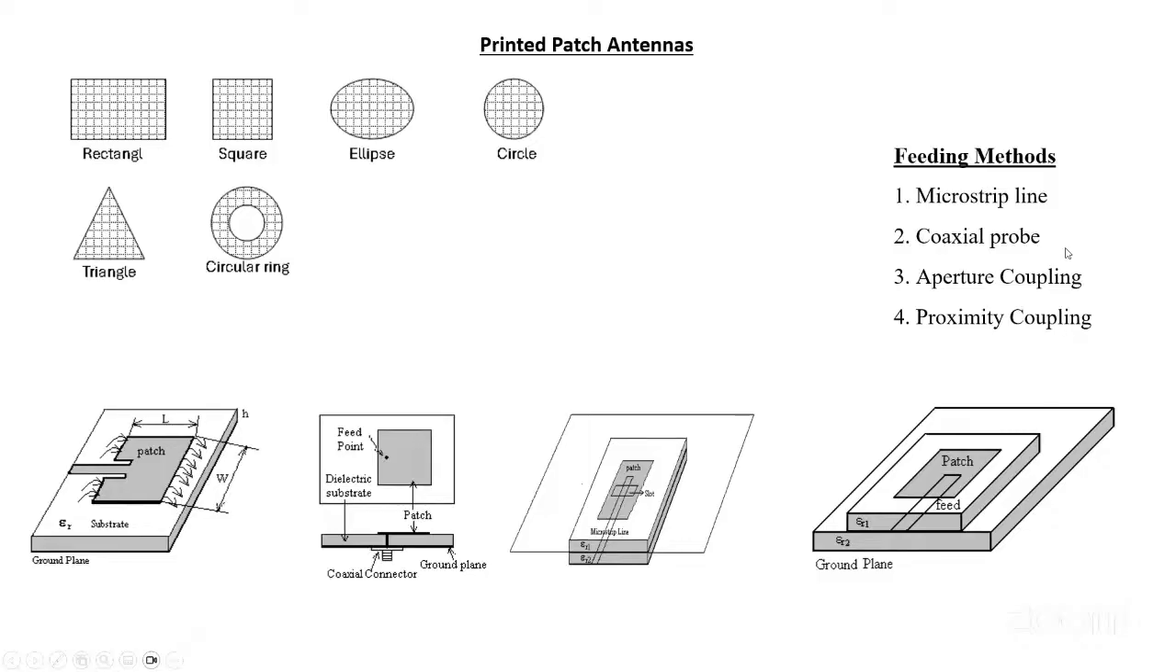So these are four different types of feeding methods. One is microstrip line feeding, the first one, the bottom left one. Second is the coaxial probe feeding. Third is the aperture coupled feeding. Fourth is proximity coupled feeding. In your BTech, you are definitely going to have antennas as one of the subjects, which will have all these topics covered in detail.